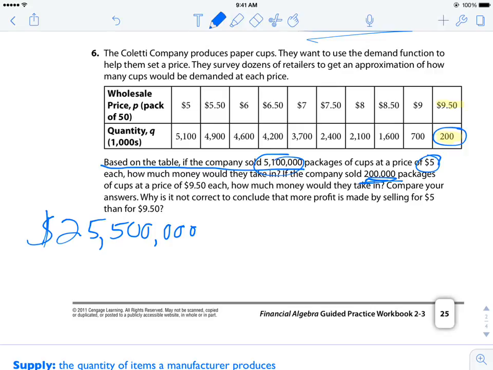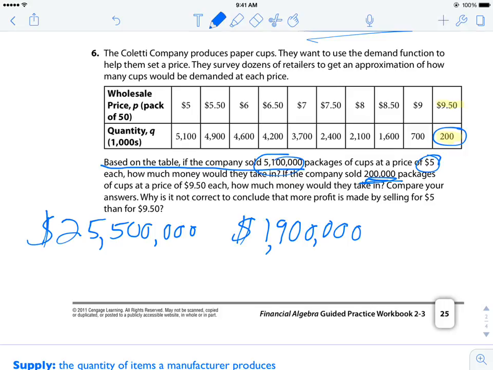So if I take 200,000 times 950, I'm going to show you a little shortcut here. 2 times 950 is 19. And so that takes care of the 2 part of it, and then I need to add 5 zeros at the end. So 1, 2, 3, 4, 5. And I'm going to get a total of $1,900,000. Okay, now obviously the $25,500,000 looks significantly more than that.